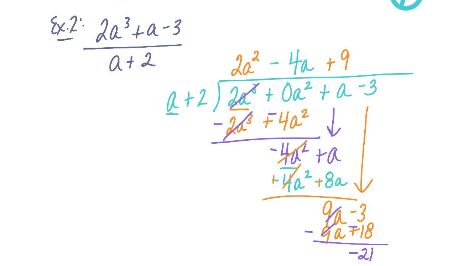So remember, we're going to do plus. You can actually show this as a negative 21 over a plus 2. Or you could show it the way I showed you last time as a positive and the negative up there. Either one I would accept, but you might see some of the books showing it like that. So the answer, 2a squared minus 4a plus 9 minus 21 over a plus 2.